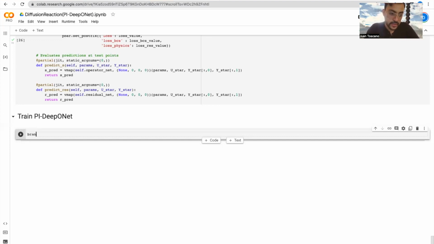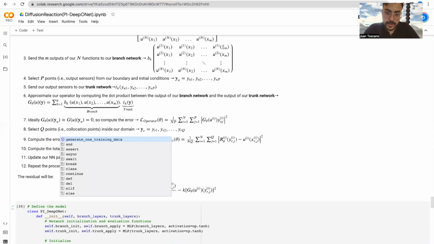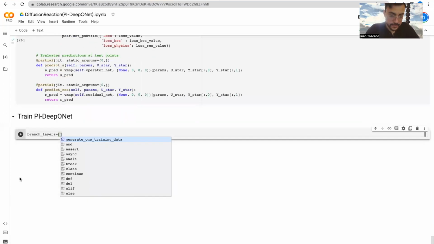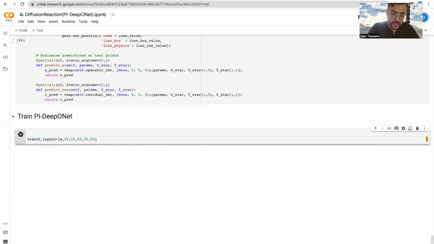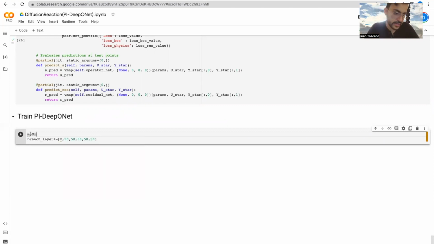So it would be branch layers equals to, remember that the first value should be the number of points that go inside. So it would be m points. Let's make it 5 layers of 50 neurons per layer. But I think we have not defined m yet. Remember that in this case, m would be the number of time steps that we use to generate the data. So m should be equal to nx, that was equal to 100 if I'm not mistaken.